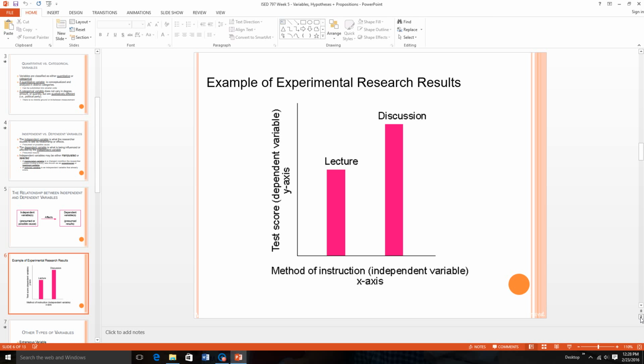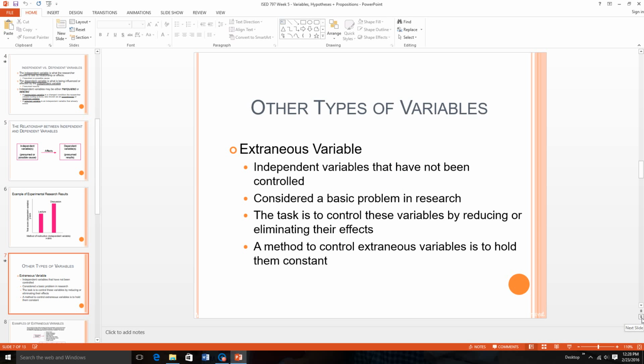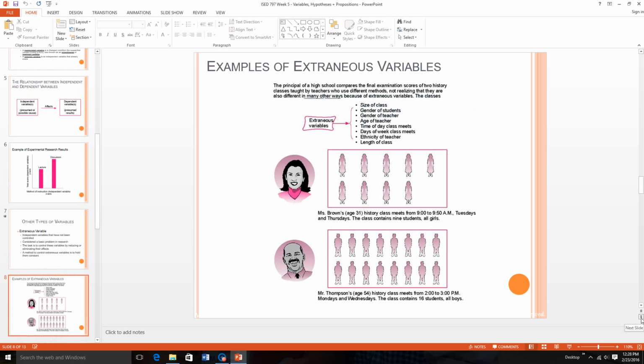So in this case, the independent variable, which is being manipulated, is the method of instruction, lecture versus discussion. That's plotted on the x-axis. And then on the y-axis, test scores, which is quantitative, has been plotted or charted. So you can see that there's a big difference in test scores between discussion and lecture, even though that is not explicitly stated. Other types of variables include extraneous variables, which are independent variables that haven't been controlled, and they can be alternative explanations if they are not identified and held constant.